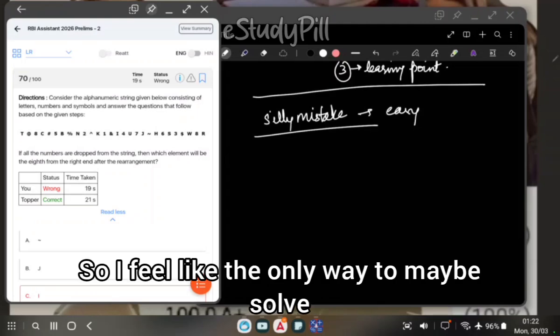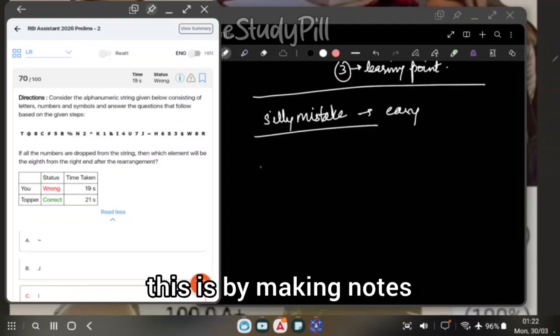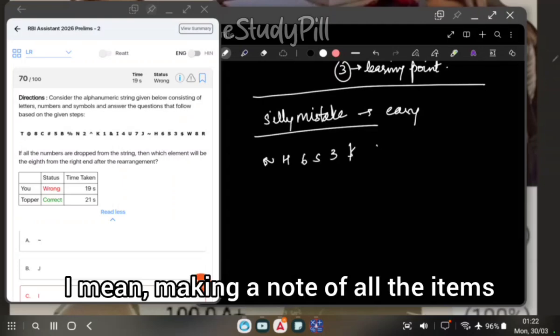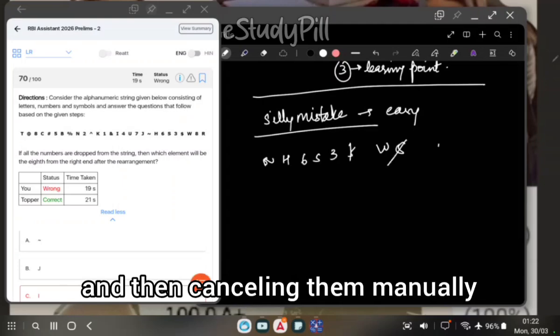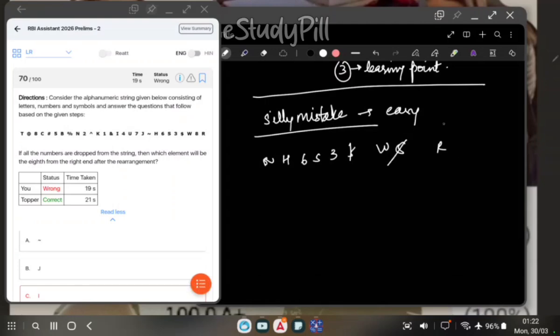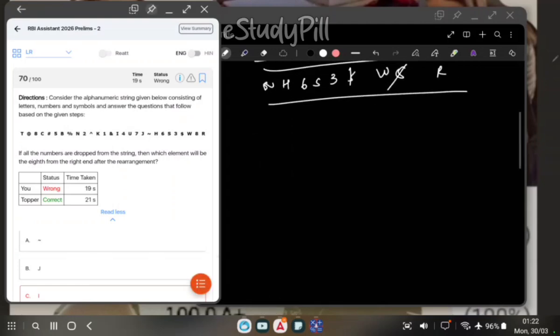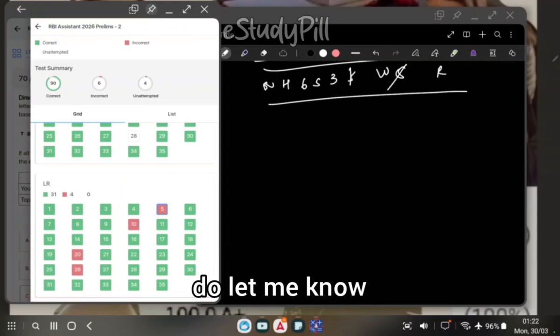So I feel like the only way to maybe solve this is by making notes. Making a note of all the items and then cancelling them manually. If there's any other method you guys feel would be more useful, let me know.